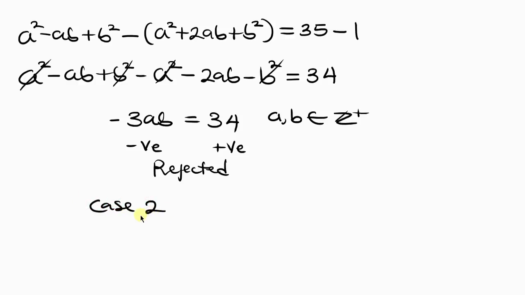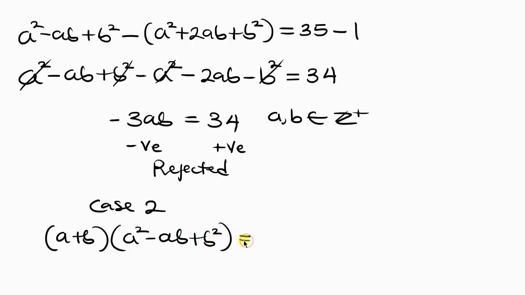So case 2. Our case 2, we know that we have a plus b times a squared minus ab plus b squared to be equal to the second factor of 35, which is 5 times 7. Very good. Now remember the true statement that we said, that a plus b is always smaller than a squared minus ab plus b squared. So that means the smaller factor goes with the smaller factor of 35. The bigger factor goes with the bigger factor of 35. Very good.